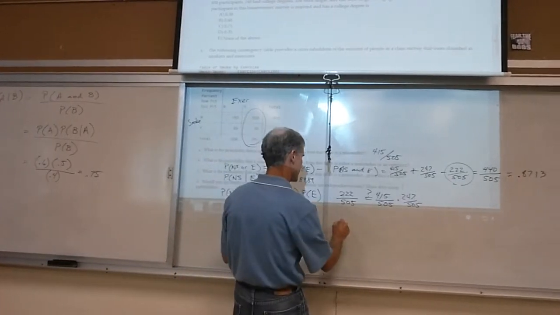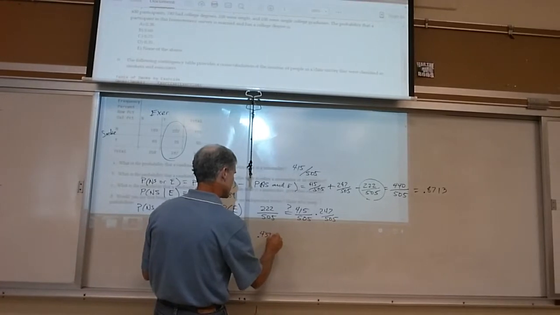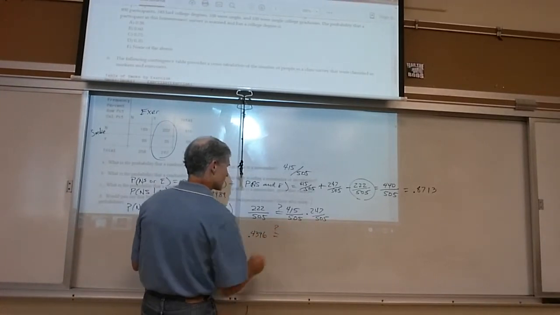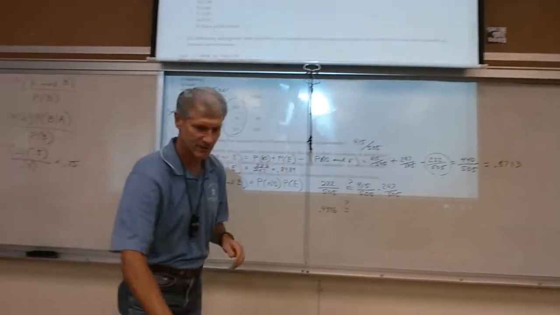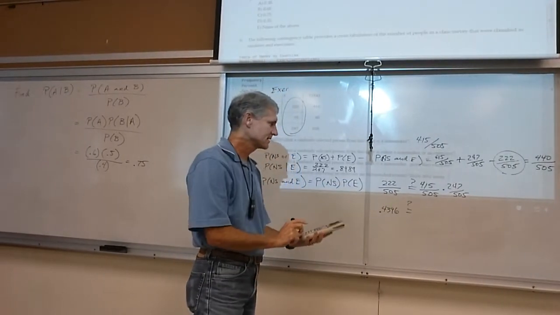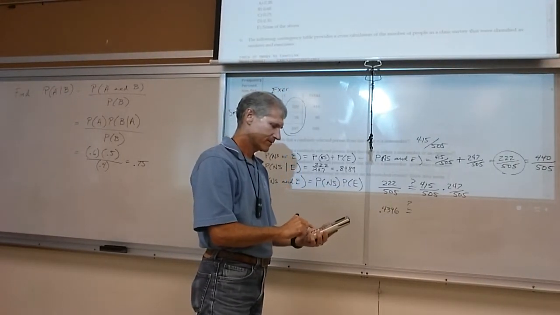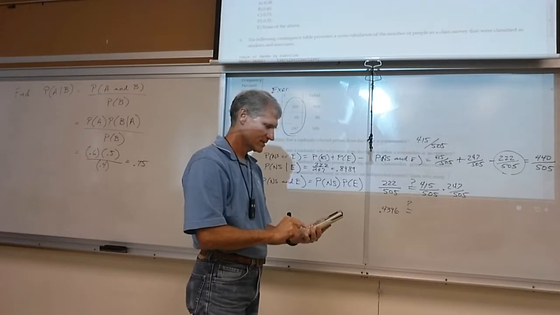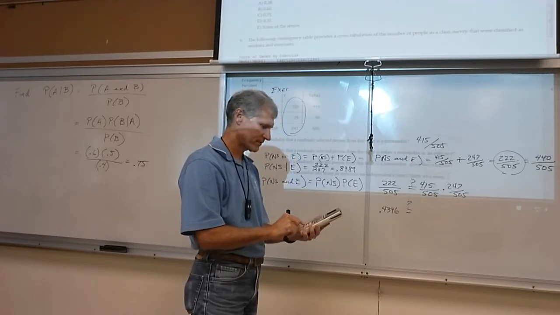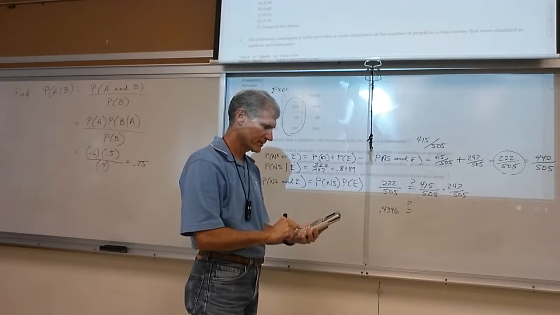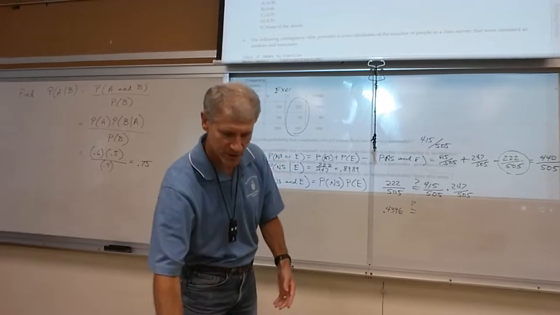Okay. Okay, now do the other side. It's going to take you a little longer, so hopefully you've already started. 415 times 247 divided by the product of 505 times itself. I got .4019.